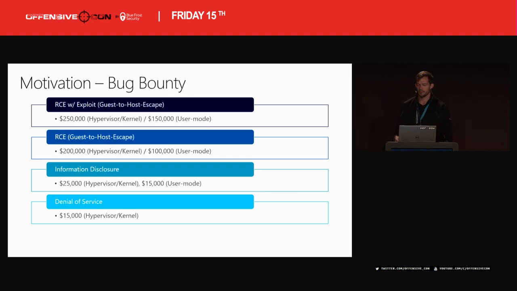So why are we here presenting this work to you today? In short, we are motivated to secure Hyper-V. The work necessary to do this is non-trivial, and it requires a lot of resources. But we know everyone here has the skills, and that's why MSRC offers a bug bounty paying up to $250K. They want to reward you for providing good research.